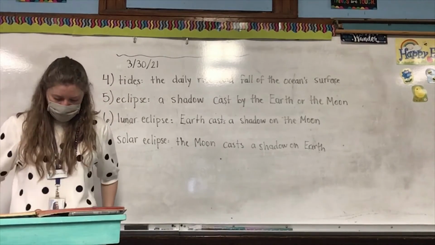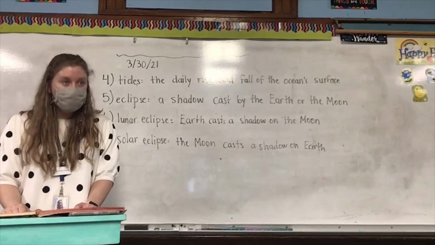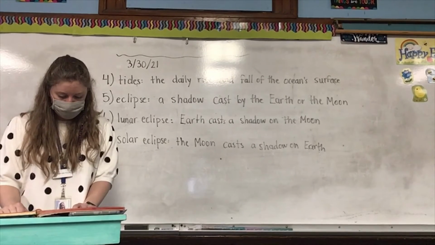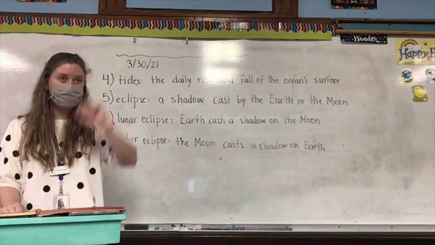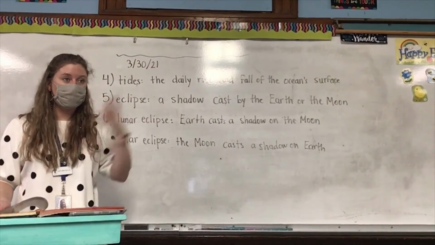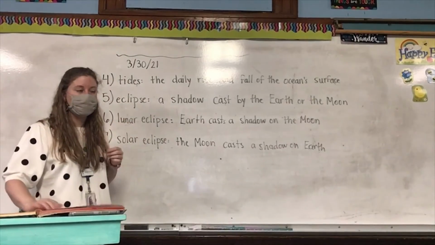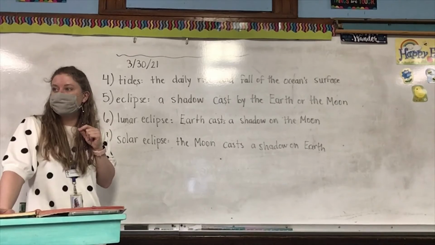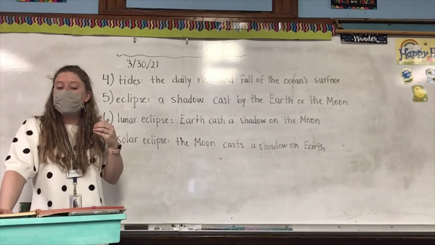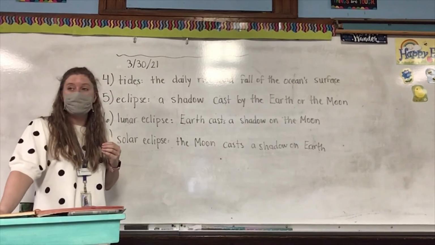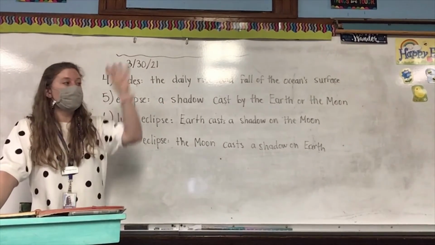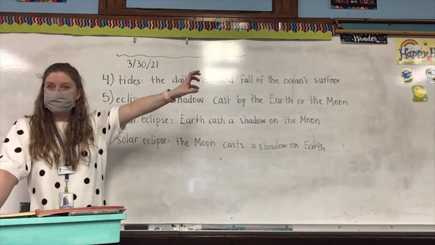So Aaron, continue. Solar eclipses happen only during the new moon. Pause. Because what phase of the moon is it when the moon is between Earth and the sun? Can we see the lighted side of the moon when the moon is between Earth and the sun? No, because the lighted side's on the other side. So a solar eclipse can only happen during a new moon. Otherwise, the moon isn't in the right place. The moon has to be between Earth and sun.